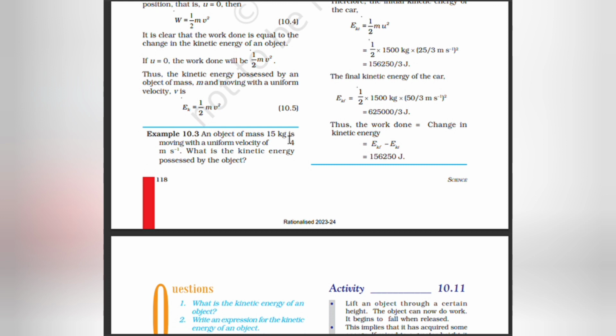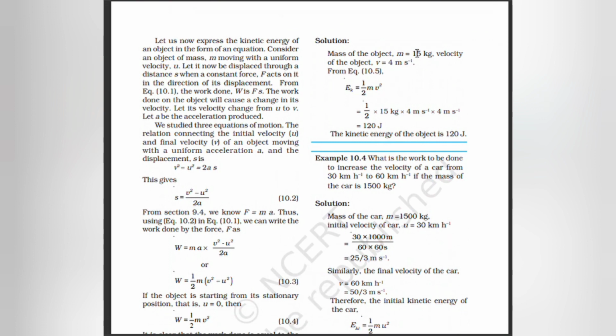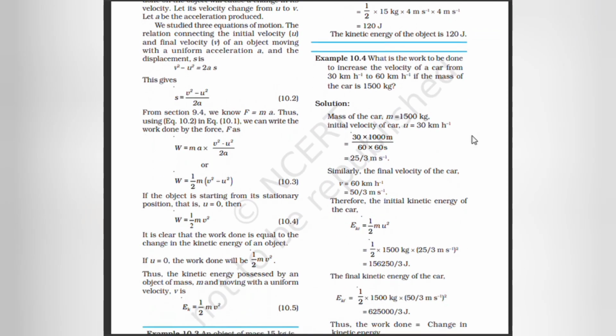An object of mass 15 kg is moving with a uniform velocity of 4 meter per second. What is the kinetic energy possessed by the object? Mass of the object m is equal to 15 kg. Velocity v is equal to 4 meter per second. E is equal to half mv square, that is half into 15 kg into 4 meter per second into 4 meter per second, which is equal to 120 joule. Kinetic energy of the object is 120 joule.